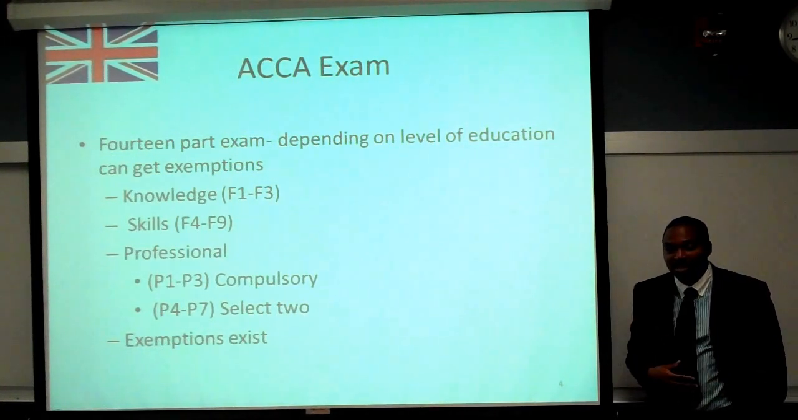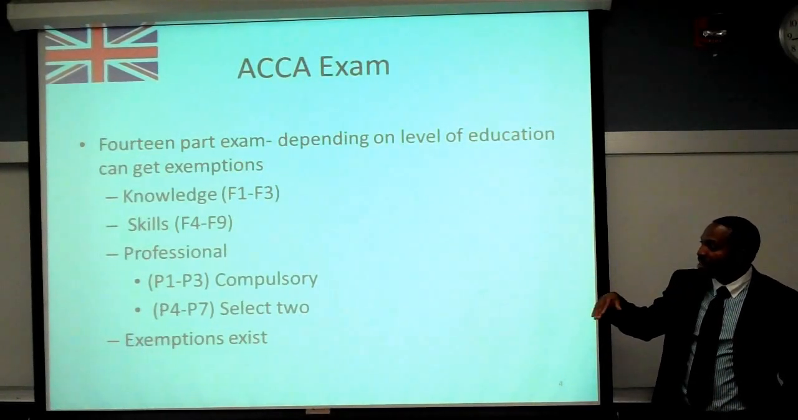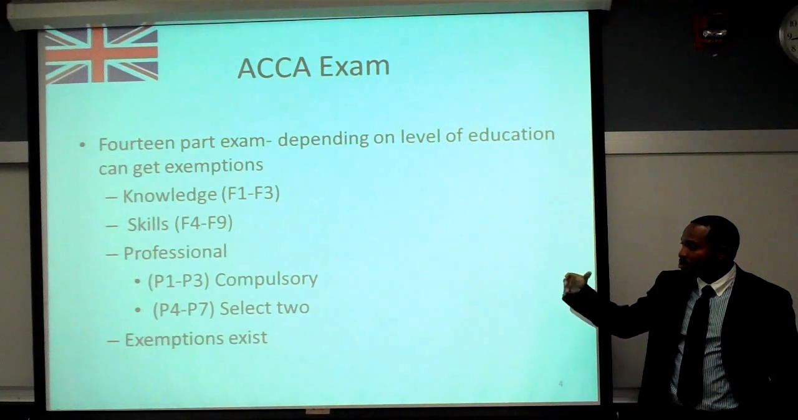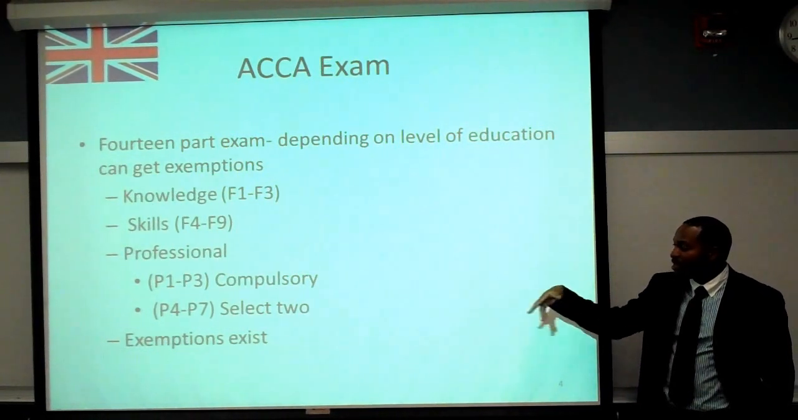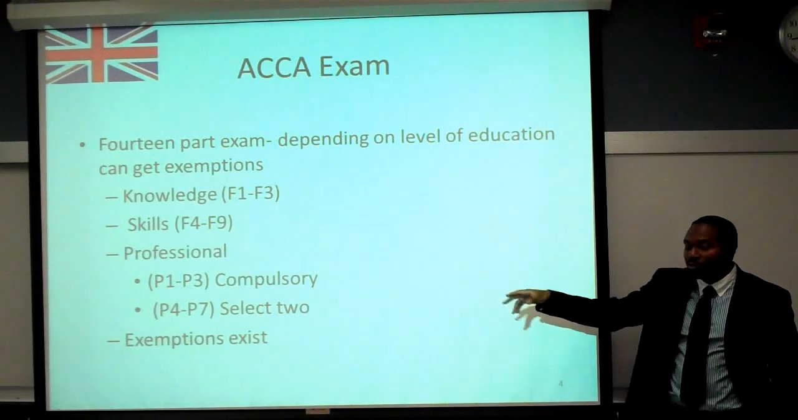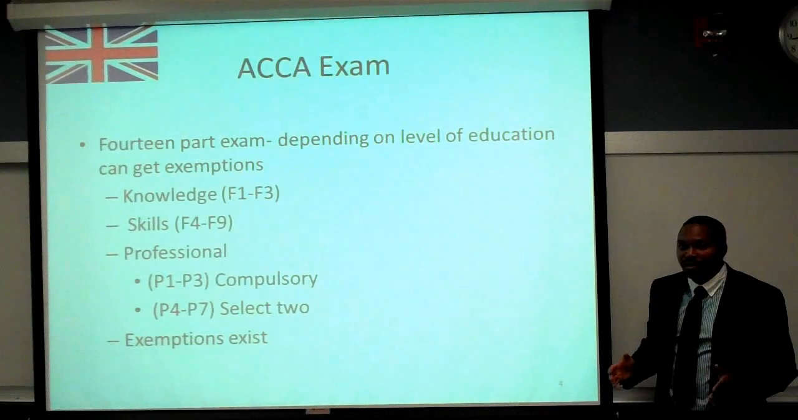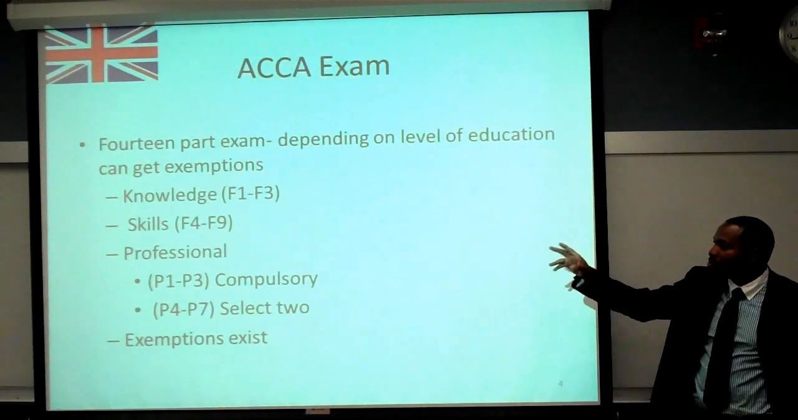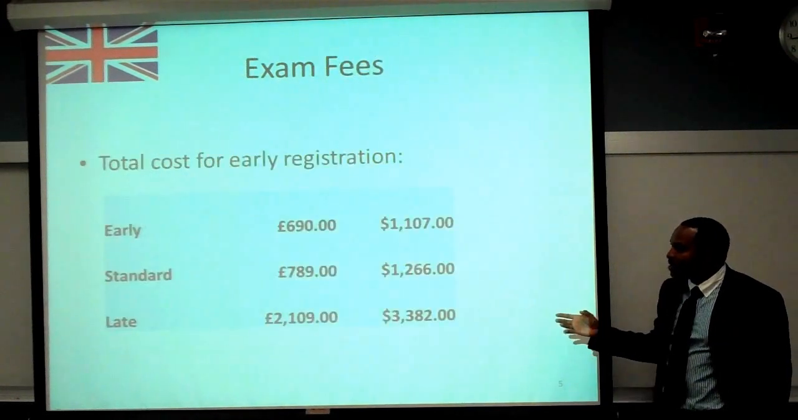Students in the MSA program at CSUN basically qualify to start taking the exam from the professional level. So you would have to take P1 through P3 and choose 2 from P4 through P7. And the maximum exemption you qualify for is basically F1 through F9. You cannot get any other exemptions beyond that.